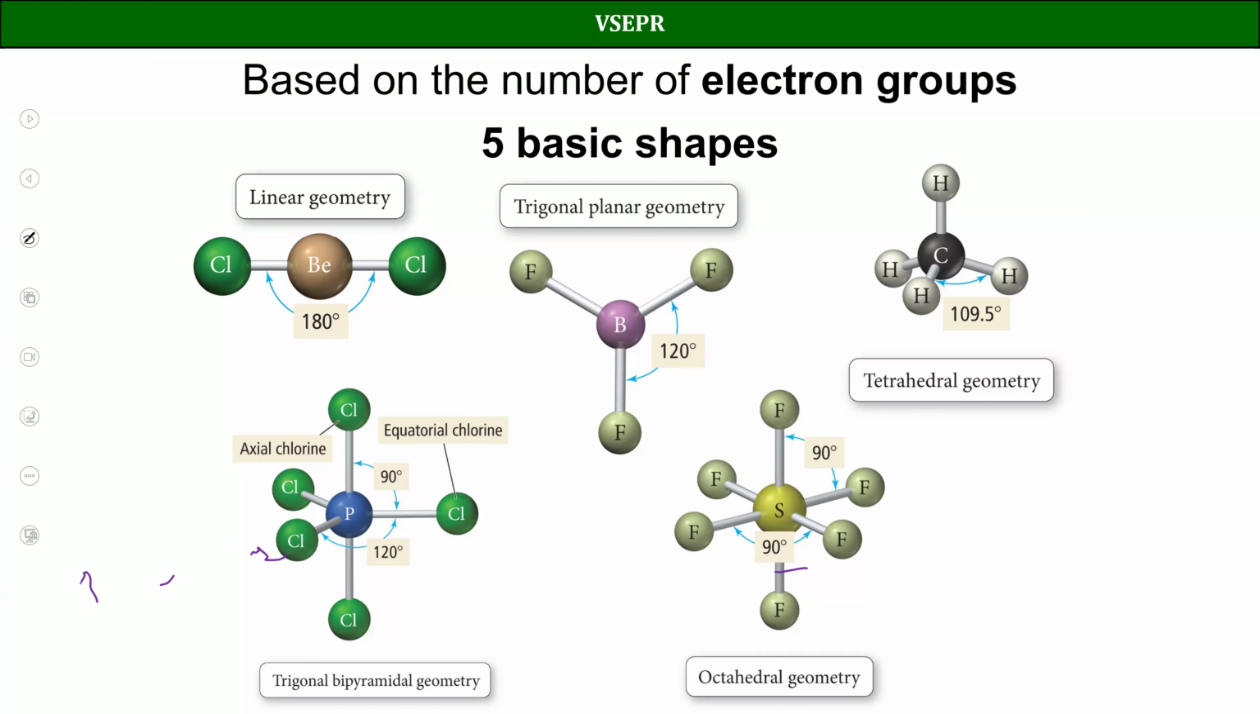Basically, when we're limited to only 3 dimensions that we're working in, there's only so many ways you can arrange things before you start getting combinations of the things you already did. Then this last one is basically an octahedral geometry. If we have 6 electron domains, it's basically 3 linear geometries on top of each other.